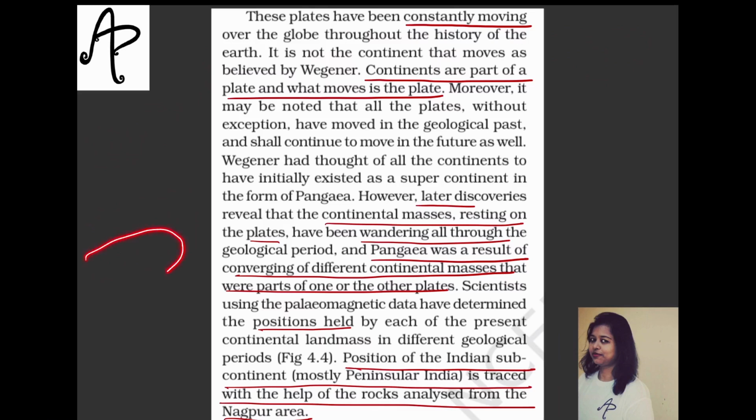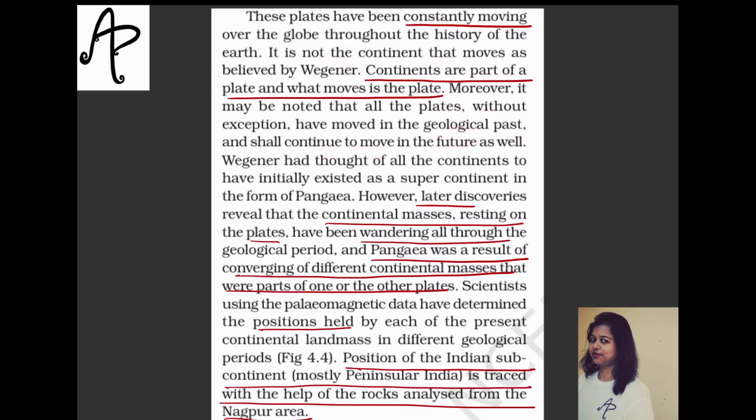So they are saying that the plate is moving, and now on top of this plate there is a continent, therefore you feel like the continent is also moving. But technically what they say, continents are not moving. It is the plate that is moving. Okay? Then further, they are also asking you to note that all the plates without exception have moved in the geological past. Okay? They have been constantly moving and they will even continue to move in the future also.